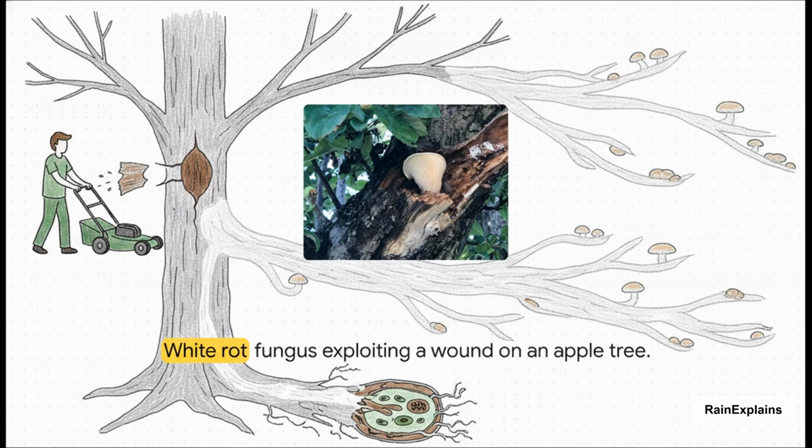Imagine a massive mechanical wound on an apple tree being entirely consumed by white rot fungus. The physical injury broke the tree's natural defenses, and the fungus just capitalized on it, causing a rot that literally decomposes and disintegrates the plant tissue from the inside out.